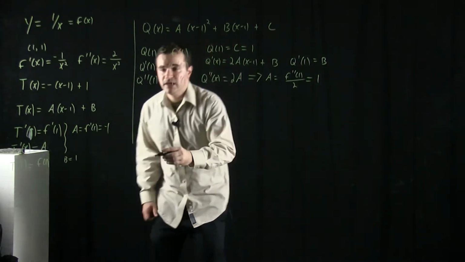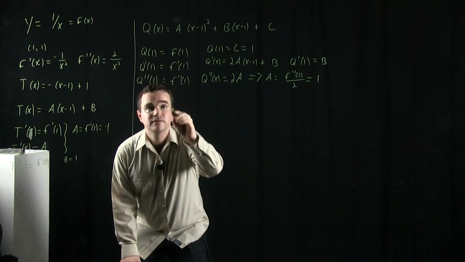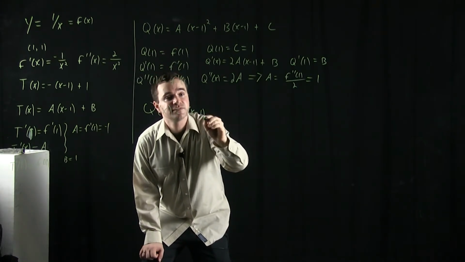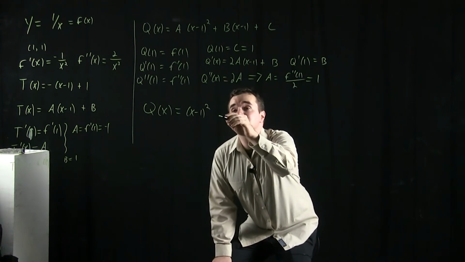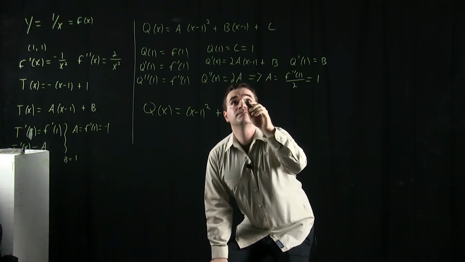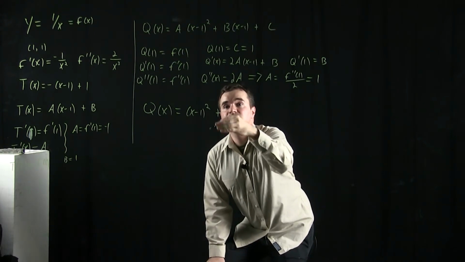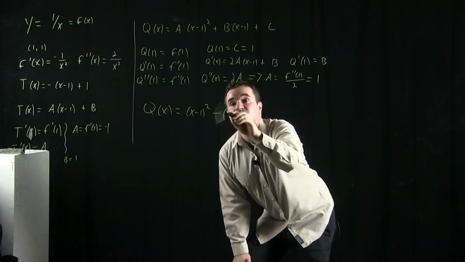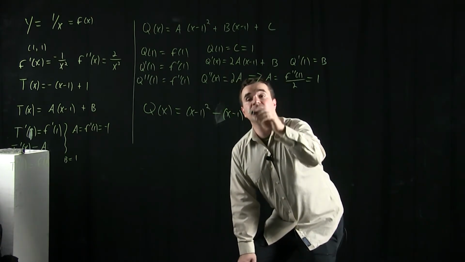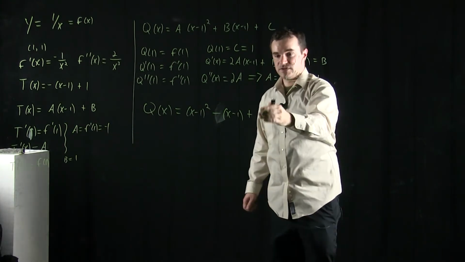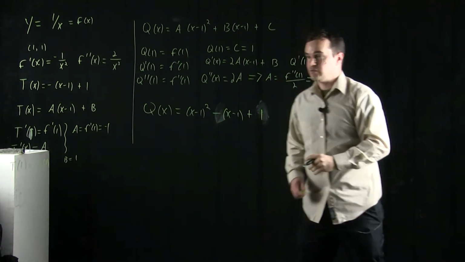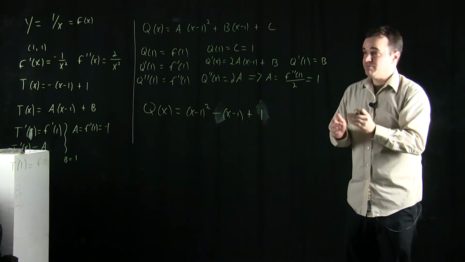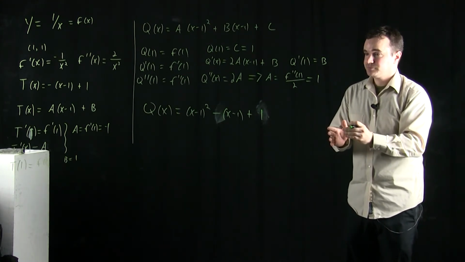So let's just plug all that in. So now my tangent quadratic, q of x, is going to be equal to 1 times x minus 1 squared plus b, and b is equal to negative 1, so I'll just write minus instead of plus and negative. So minus x minus 1. And then plus c, with c equal to 1. So that's supposed to be the quadratic function that best approximates our function.